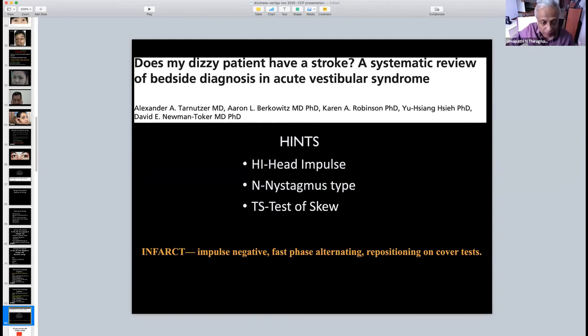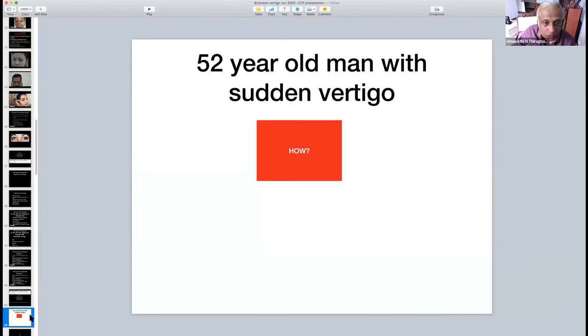So another way of looking at it, because this is so important in stroke neurology, is a different acronym, same concept: INFARCT. Impulse negative, head impulse negative, fast phase alternating, which means the fast phase of the nystagmus is beating in the direction of gaze. Okay, this is central, right? And skew deviation present. Okay, so that is the basis of INFARCT. If this is present, this patient has got infarct. So if you prefer this acronym, because it allows you to remember when a patient has a stroke, please remember this acronym, INFARCT.